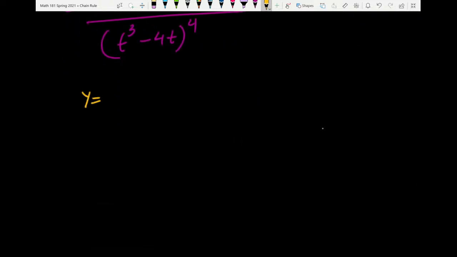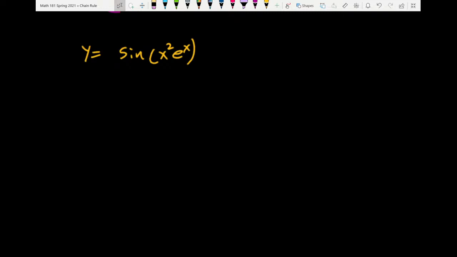All right, let's try this one. Y equals sine of x squared times e to the x. All right, let's do this. What's the derivative of that? You have sine of x squared times e to the x. What's the derivative of that?